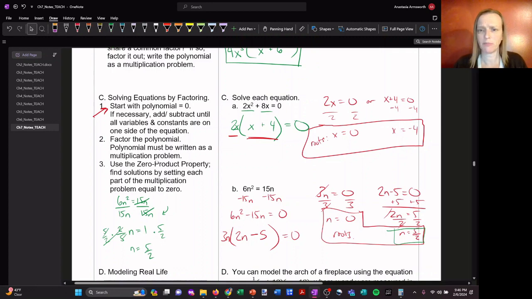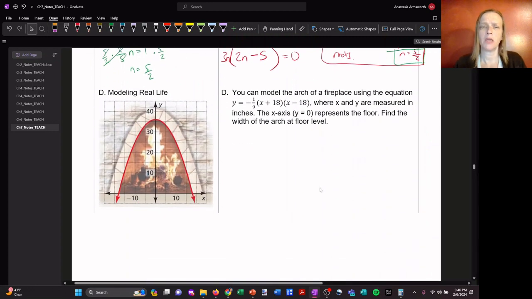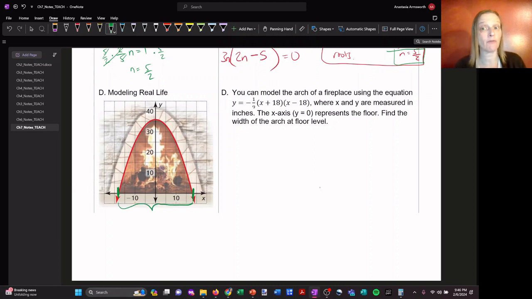Let's look at a real world example now. Here is an arch in the shape of a parabola, and we can model this shape using this equation. Y equals -1/9 times the quantity x plus 18 times the quantity x minus 18. X and Y are measured in inches, and the x-axis, so when Y equals 0, that's here at floor level, going from here to here. And that's what I want to do. I want to find out how wide this arch is at floor level.